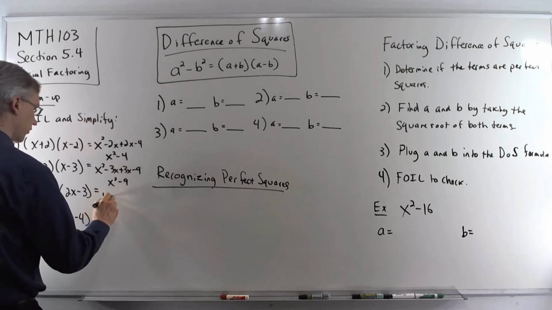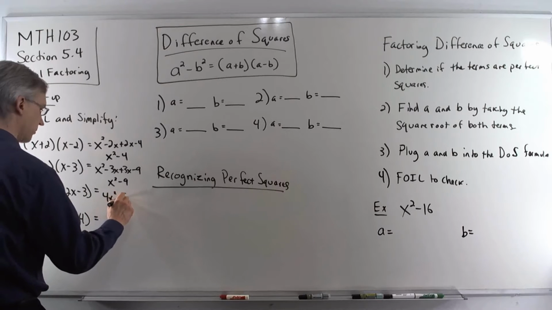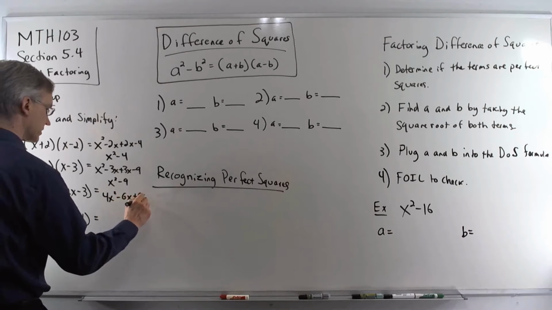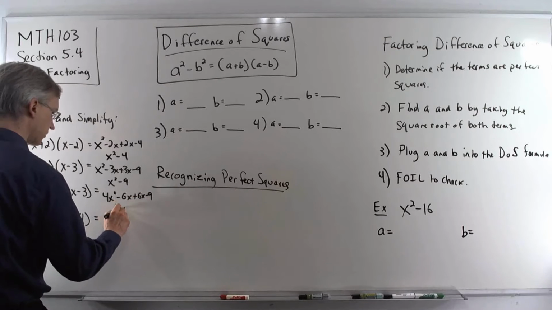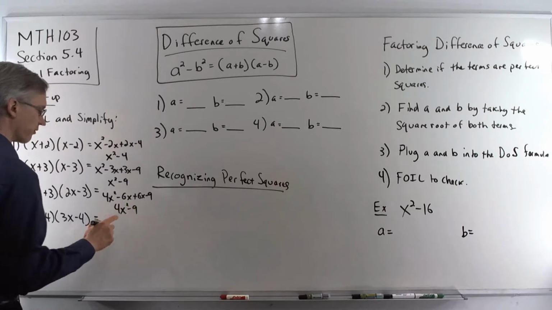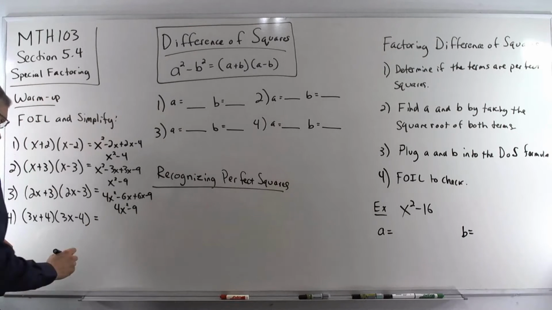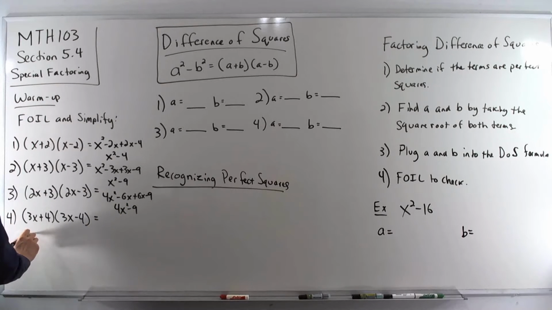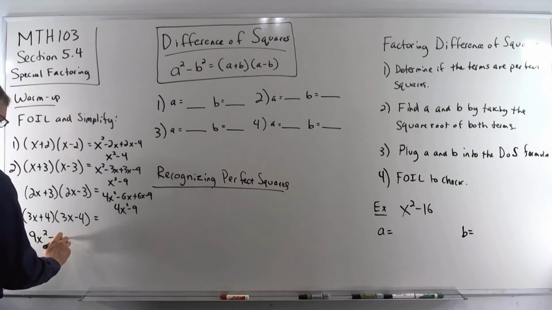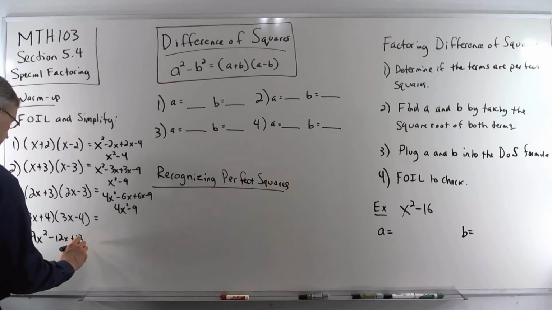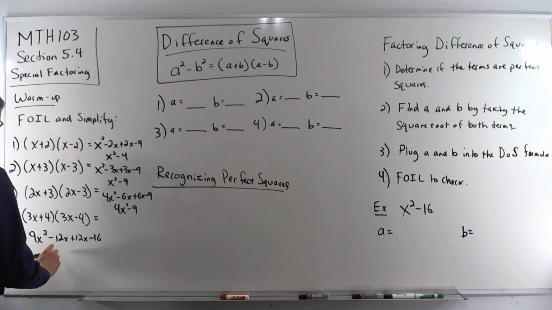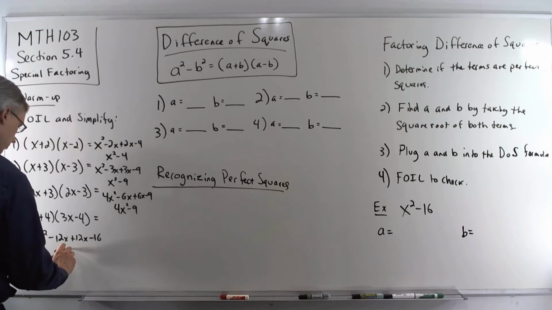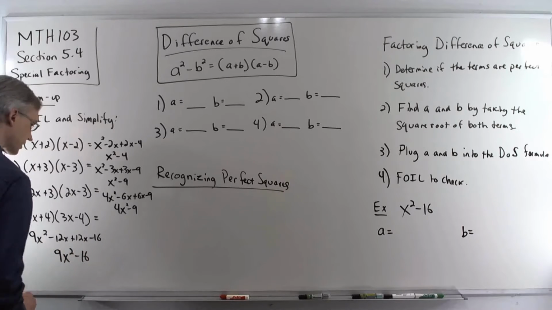Next one, 4x squared minus 6x plus 6x minus 9. So we get 4x squared minus 9. And the last one, 9x squared minus 12x plus 12x minus 16. The middle two terms cancel. We get 9x squared minus 16.